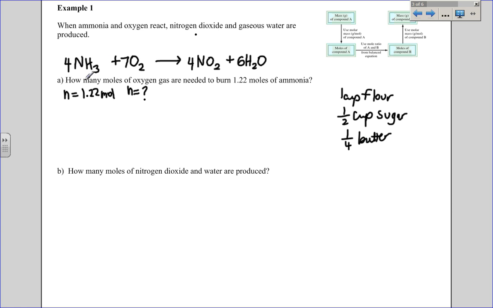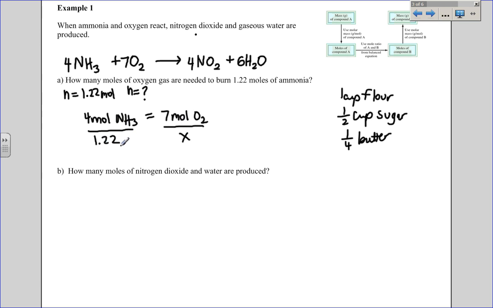So in this case here, I know about the ammonia and I want to know about the oxygen. And what we have from the balanced chemical equation is the known ratio. So for every 4 moles of ammonia, we require 7 moles of oxygen. So this is our known ratio, and so what we're going to do is set up a proportion. Much like you would in math, I know one ratio, and I'm going to solve for my unknown of oxygen. So for every 4 moles of ammonia, I require 7 moles of oxygen.